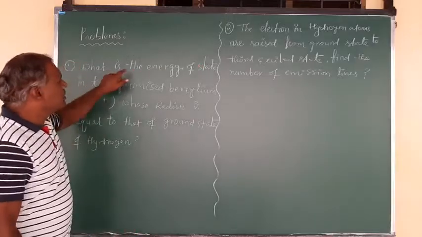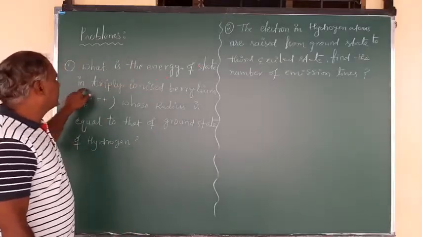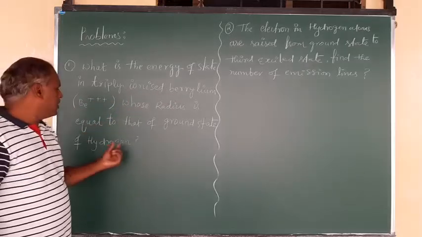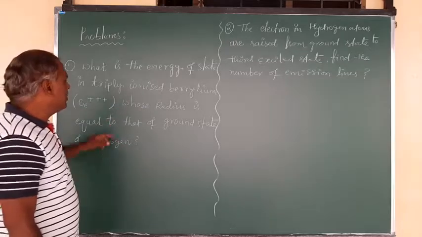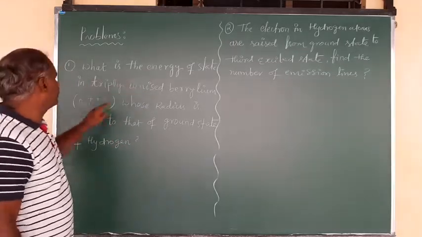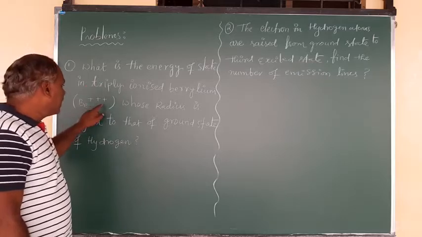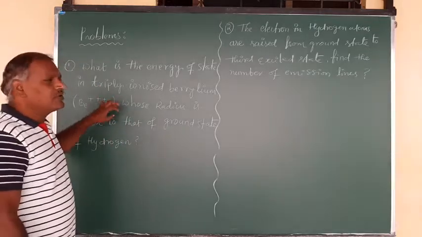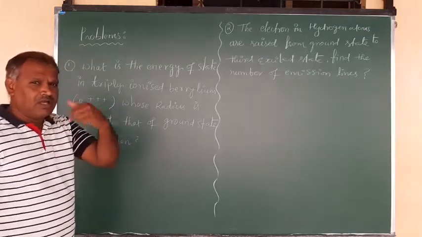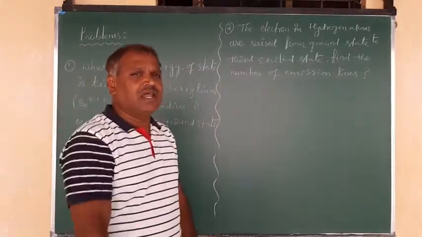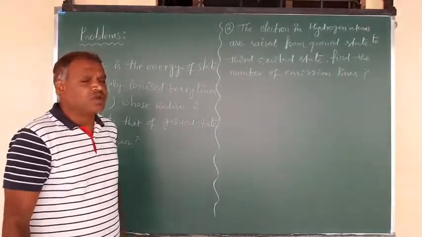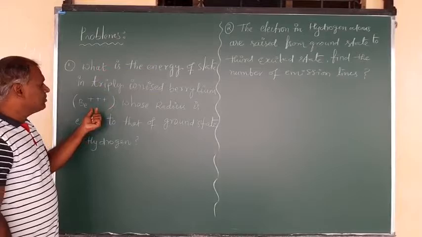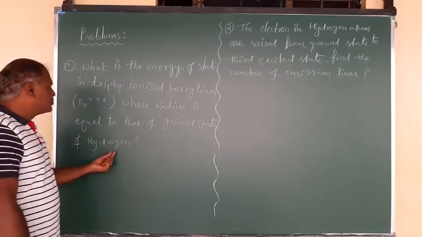So see here, what is the energy of the state in triply ionized beryllium whose radius is equal to that of the ground state of hydrogen? Here we need to find the energy of this beryllium. It is triply ionized beryllium, which means it has only one electron, so it is a hydrogen-like atom. For elements having only a single electron, we can apply Bohr's model, right?